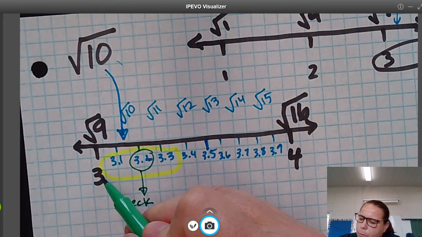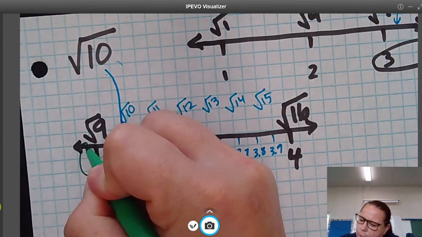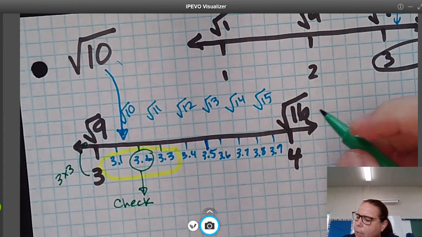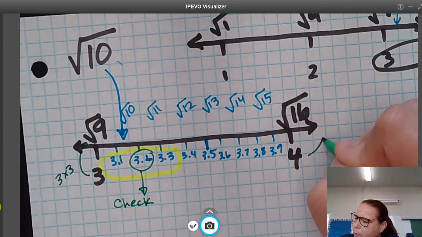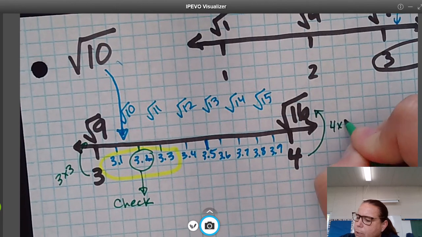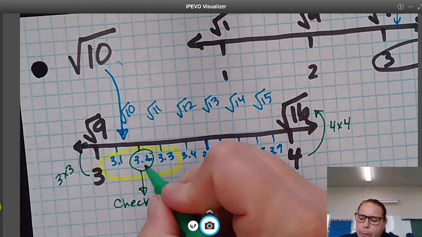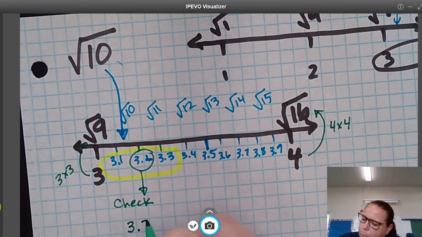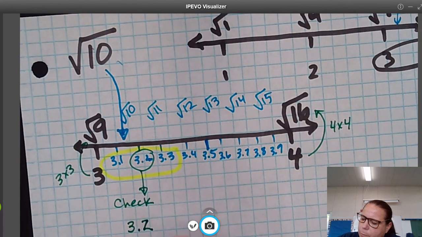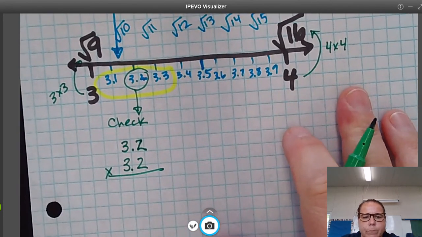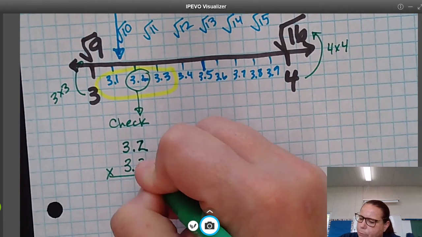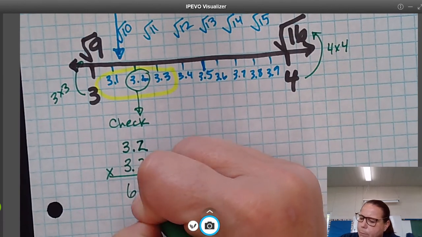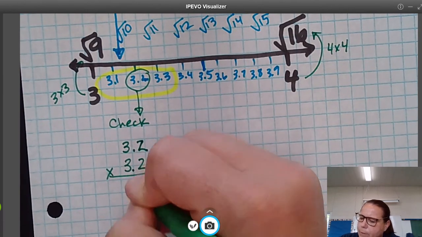And so what did we do here, right? To get to that 9, we said, well, what is 3 times 3? To find out this perfect square root, what did we think? We thought to ourselves, what is 4 times 4? So if we're going to check 3.2, that's what we want to do. 3.2, right, times 3.2.